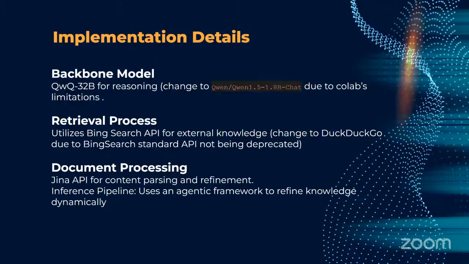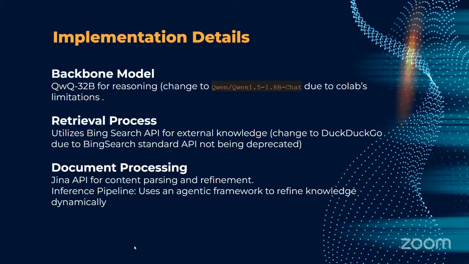So in terms of the implementation, on to the next page, we can see that the actual model that we were to use was the Qwen 32B for reasoning, but then we decided to move on to the Qwen 1.5 1.8B due to collab limitations. So this was basically a limitation of space, as well as the resources that we needed to run this model.